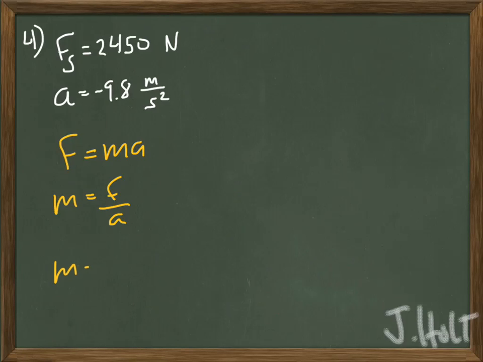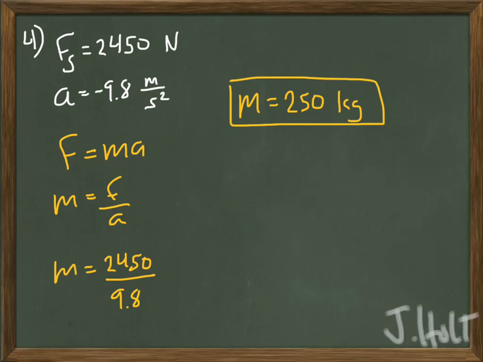I'm going to rearrange the equation here for m. You don't have to do that if you don't want to. You can just do a quick little division, and we get the mass of the motorcycle.